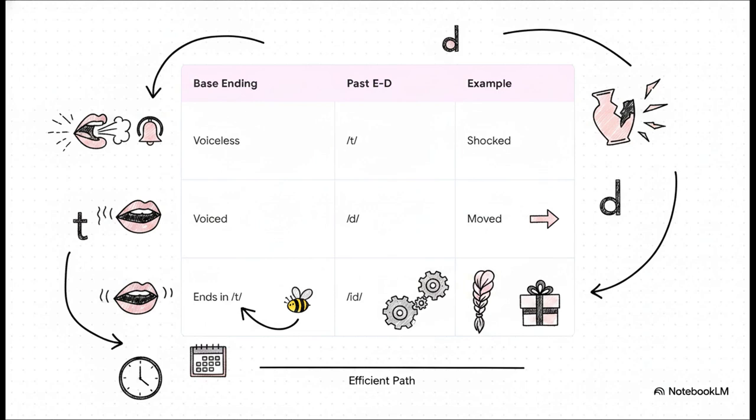Well, what's really interesting here is the phonetic rule of assimilation. It works like this. If a present tense verb ends in a voiceless sound, like the hard K in shock, the past tense ED actually assimilates to match it. It adopts a voiceless T sound: shocked, asked, picked. But if the base verb ends in a voiced sound, like the humming N in clean, the ED assimilates to a voiced D sound: moved, cleaned, powered. Basically, voiceless sticks with voiceless, and voiced sticks with voiced.